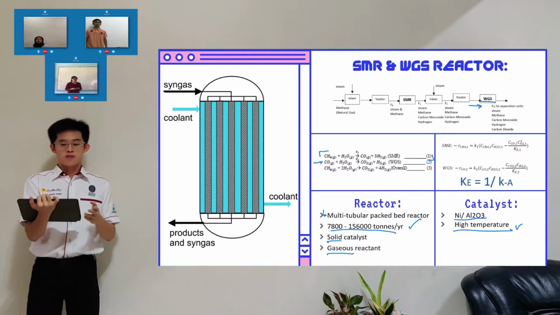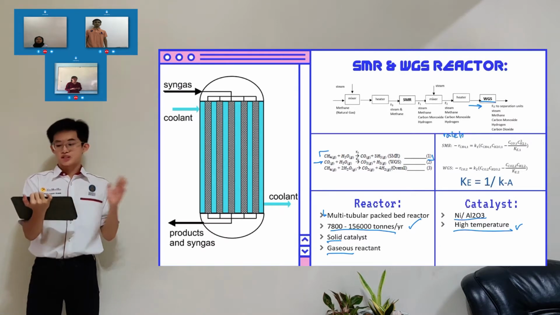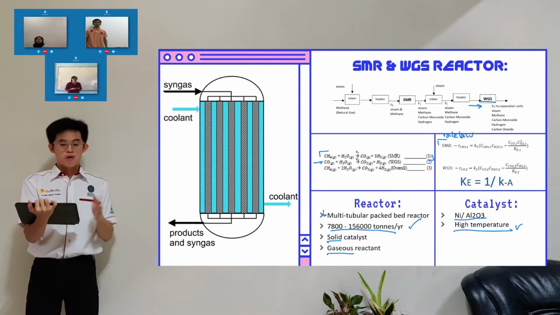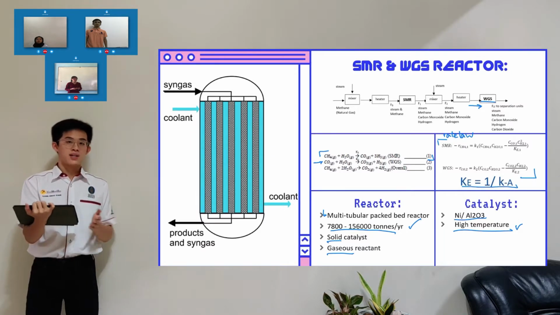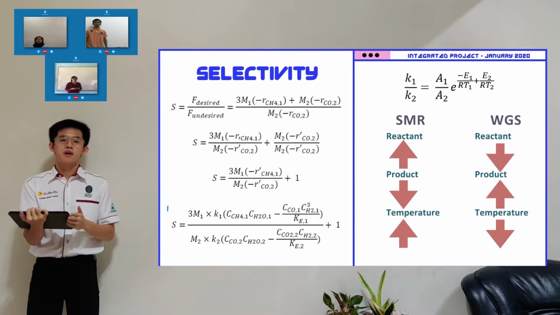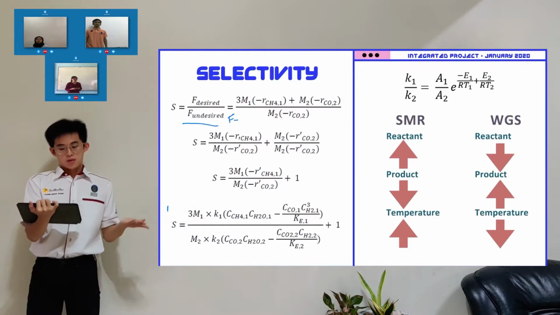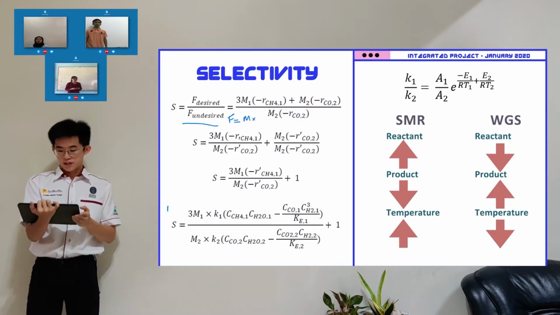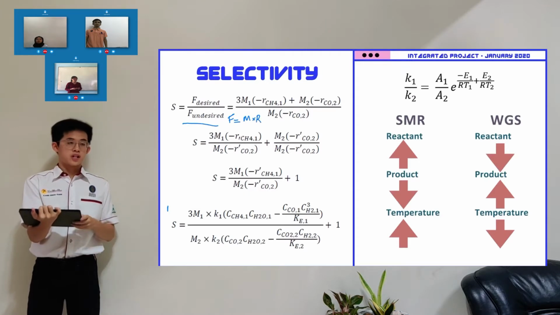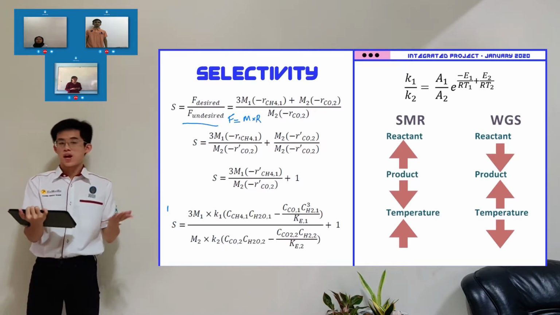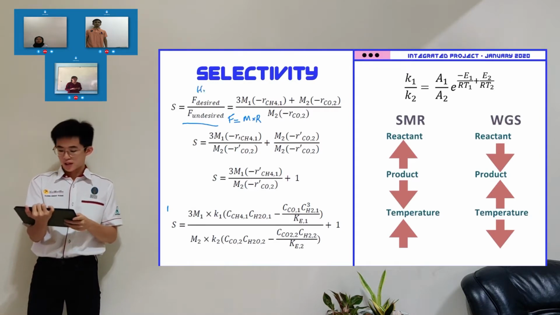By using the rate law for reversible reactions, we can obtain these 2 equations of rate of reactions, where Ke is the equilibrium constant. These equations are going to be used to analyze the strategy to maximize selectivity and yield. Selectivity is the amount of desired product over the amount of undesired product, where the amount can be represented by the molar flow rate, which is equal to the mass of catalyst times the rate of reactions. From the overall reactions, the desired product is hydrogen gas and the undesired product is carbon monoxide.